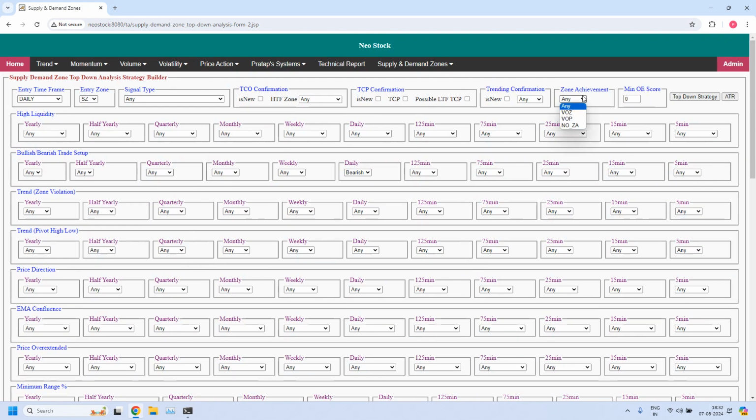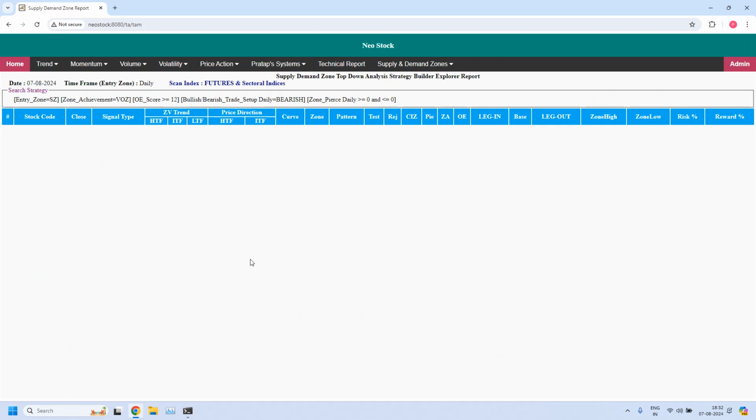And zone achievement should be for daily supply zones, violated opposing zone should be there for tradable zone. And for daily supply zone, minimum odd enhanced score should be 12. That means all the 3 filters are applied to daily supply zones. That is what we selected. Now let me filter. So no stocks. Currently we don't have any bearish trade setup daily income trade stocks.